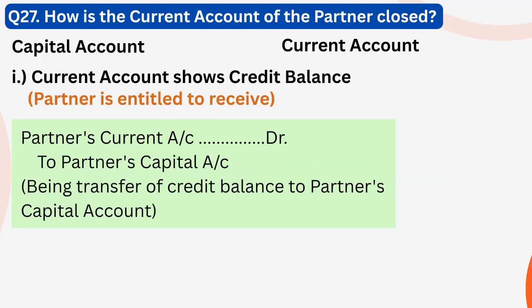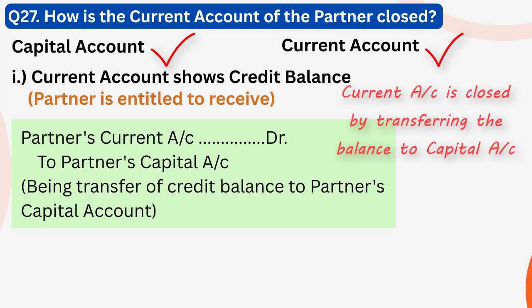Our question number 27 is, how is the current account of the partner closed? Now see, in the fixed capital method, each partner has got two accounts we saw. Capital account that remains fixed unless extra capital is brought in or withdrawn. And the second one is current account that is used for profit, loss, drawings, interest, etc. To close the current account, the balance that is either credit or debit is transferred to the capital account.